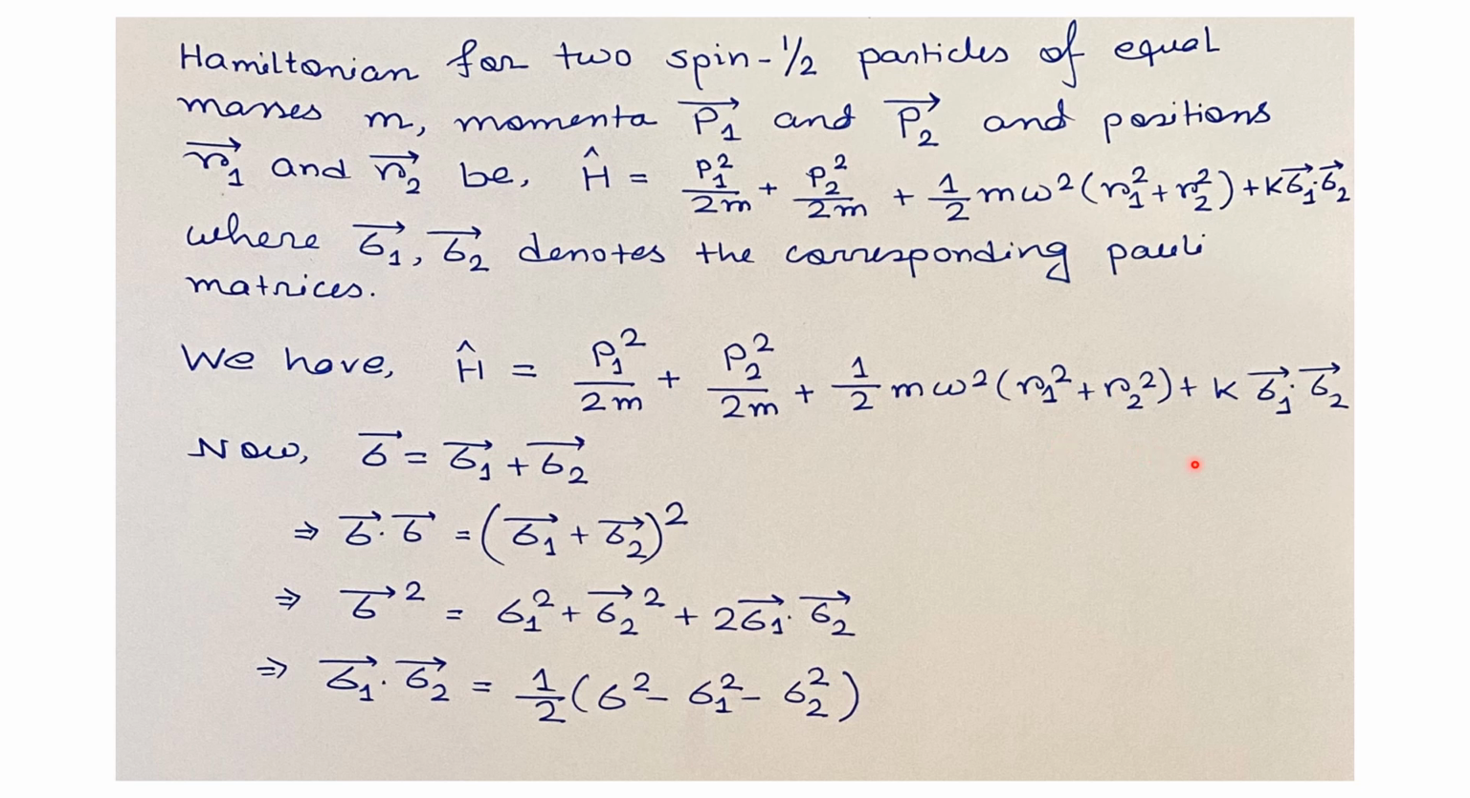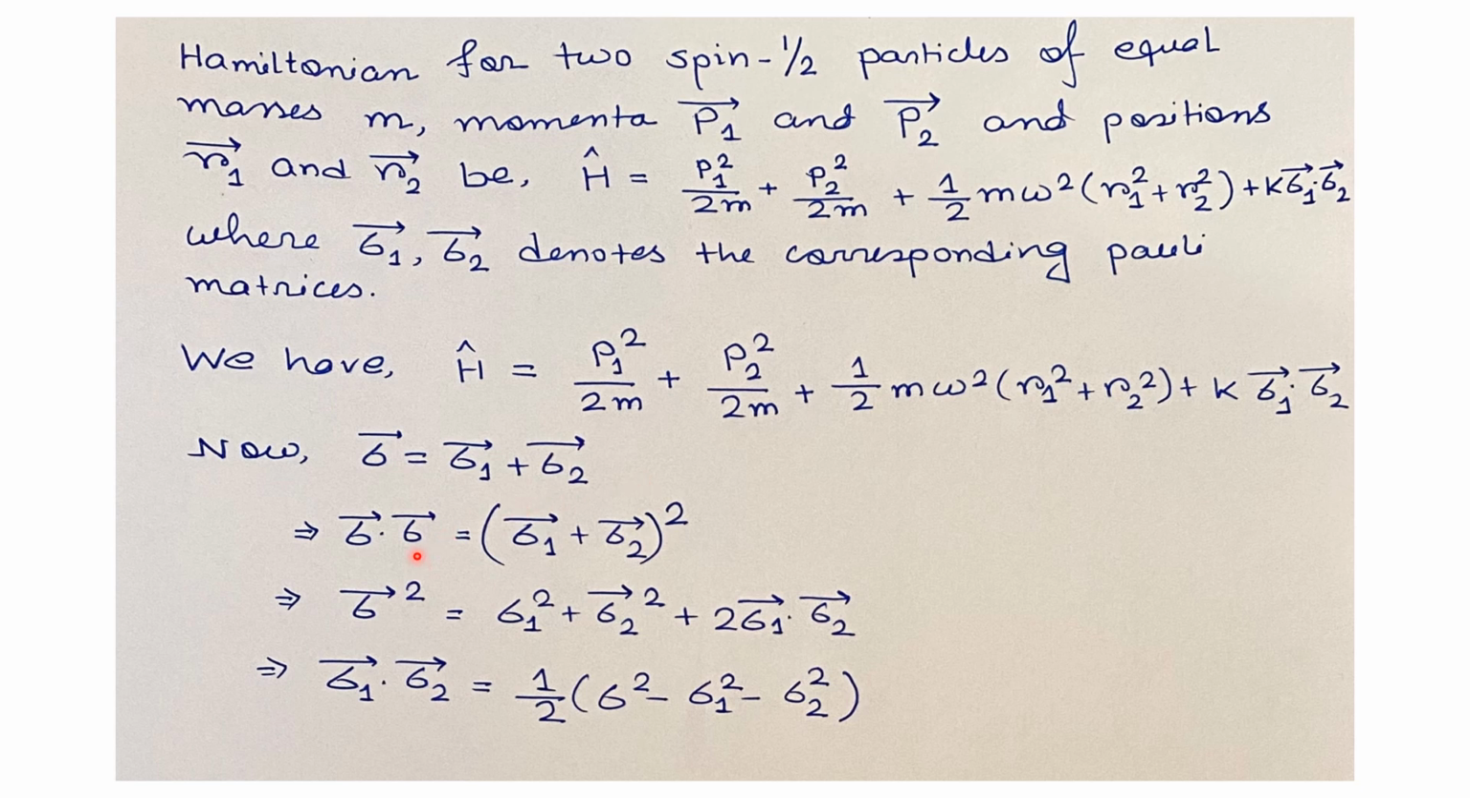The only thing we are concerned about is k times σ1 dot σ2 vector. So, what will be the energy eigenvalue for this term? Let us evaluate this. For this, we take the total spin, that is σ vector = σ1 vector + σ2 vector. Here σ1 vector is the spin of the first spin-half particle and σ2 vector is the spin of the second spin-half particle.